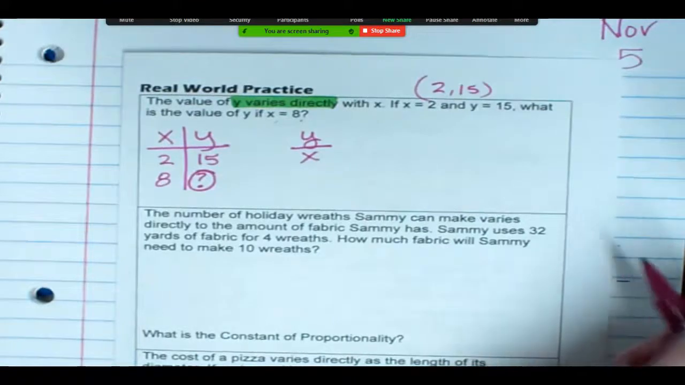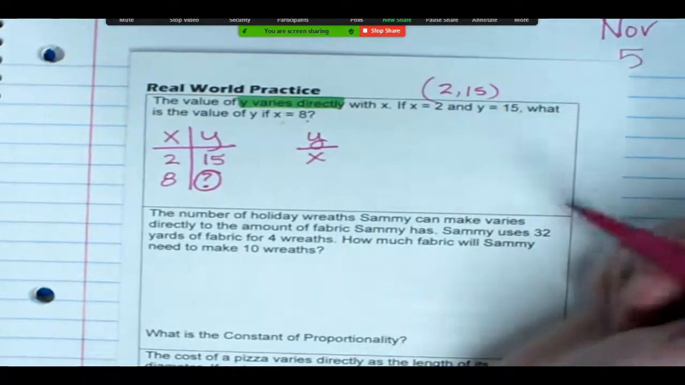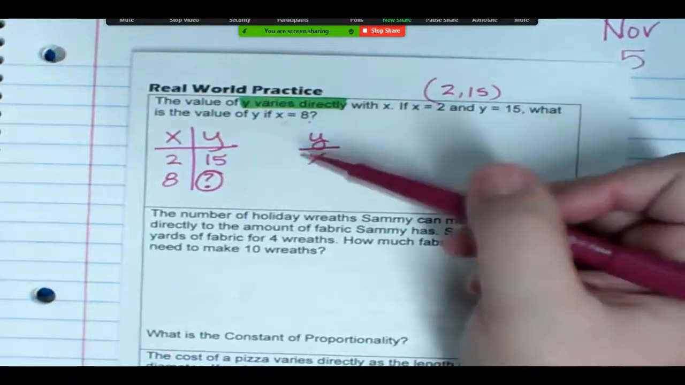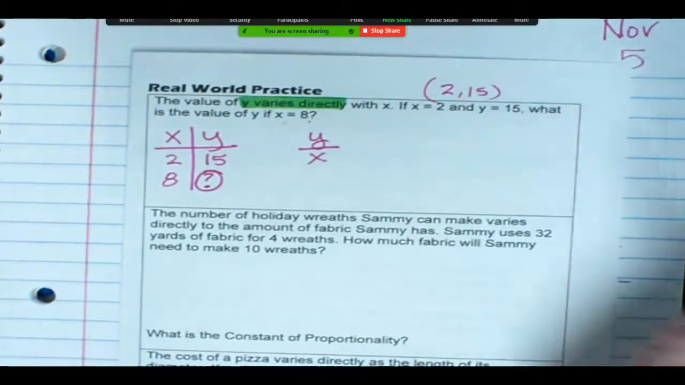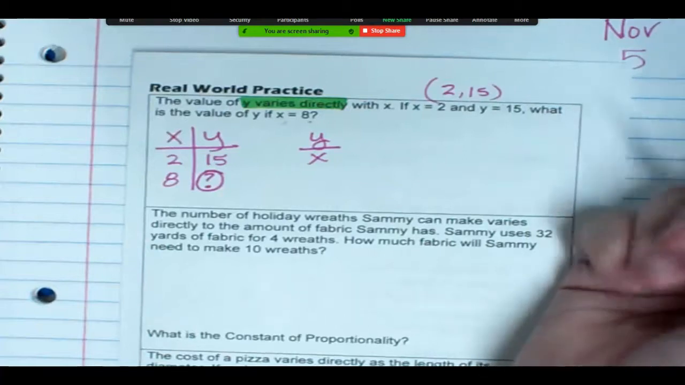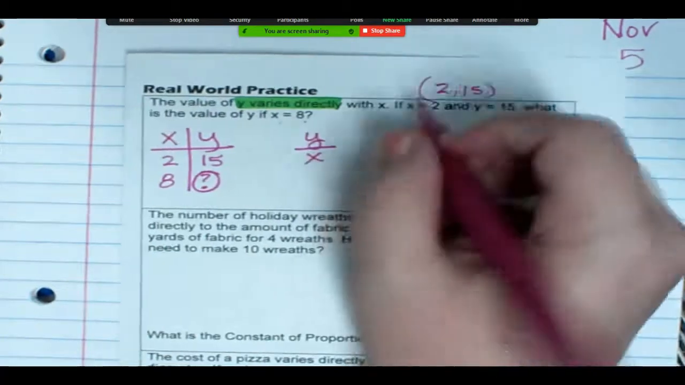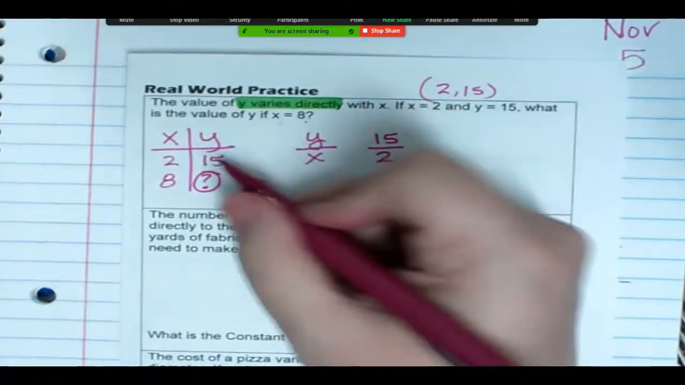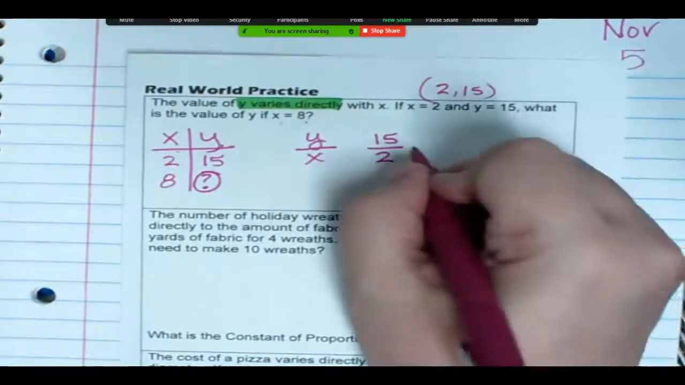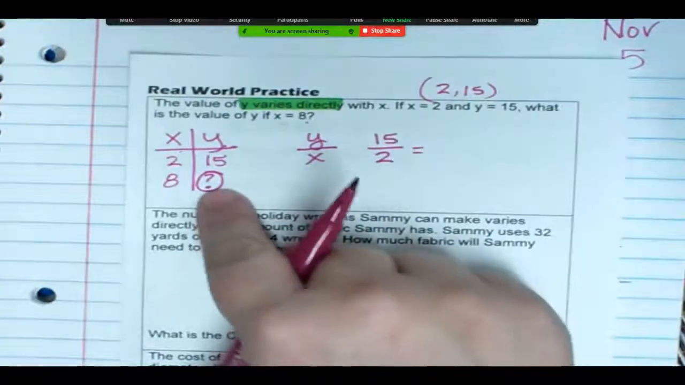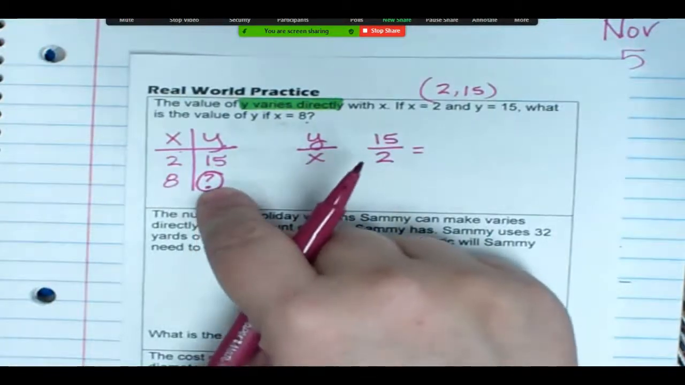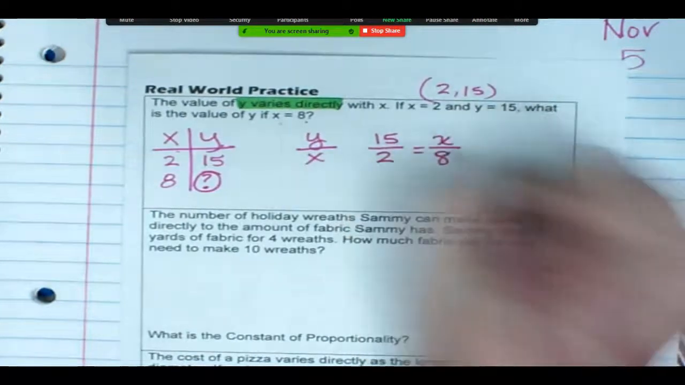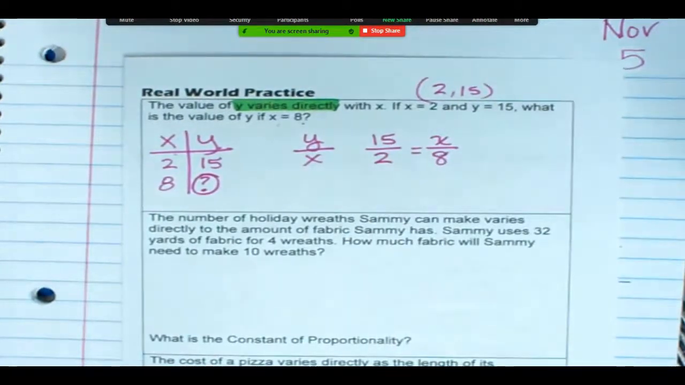All my x's on top, my y's on bottom. I could use x over y, but I chose y over x just because I know it matches constant of proportionality. Kind of makes it the same. So I could set up 15 over 2, y over x, is equal to, well, instead of a question mark, what do we normally put in a proportion? A variable, x over 8. How would you solve this?